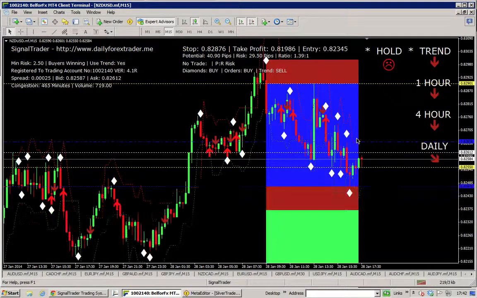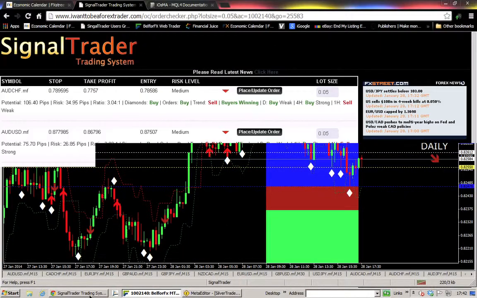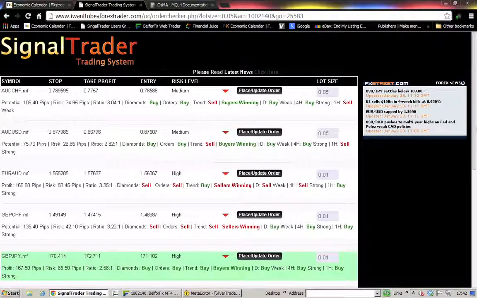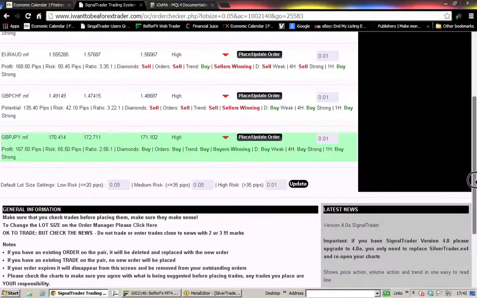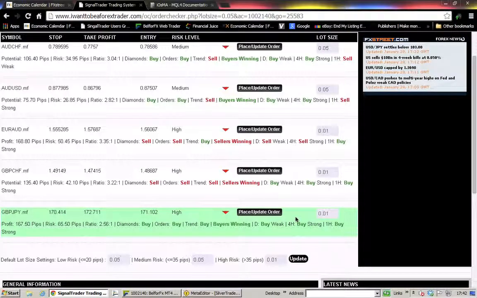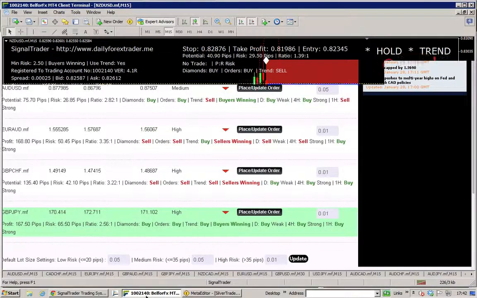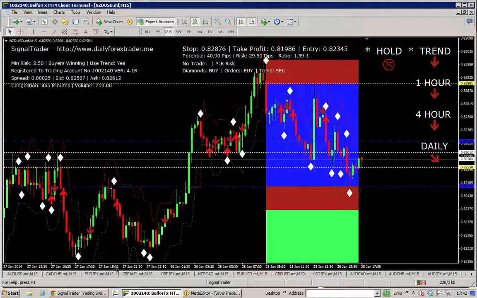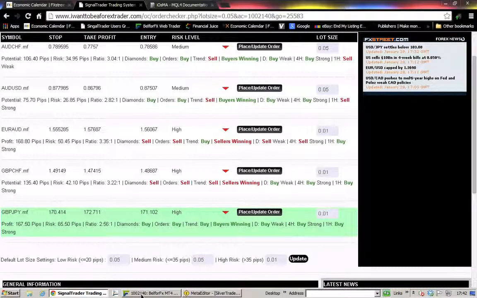Okay, so how do you evaluate trades? First of all, you look on here. This shows you, and if there's a green one or a red one with a red background or a green background, then you go ahead and have a look at the chart. You don't just place the trade. You need to look at the chart. You need to look at the risk. 65 pips is a lot.